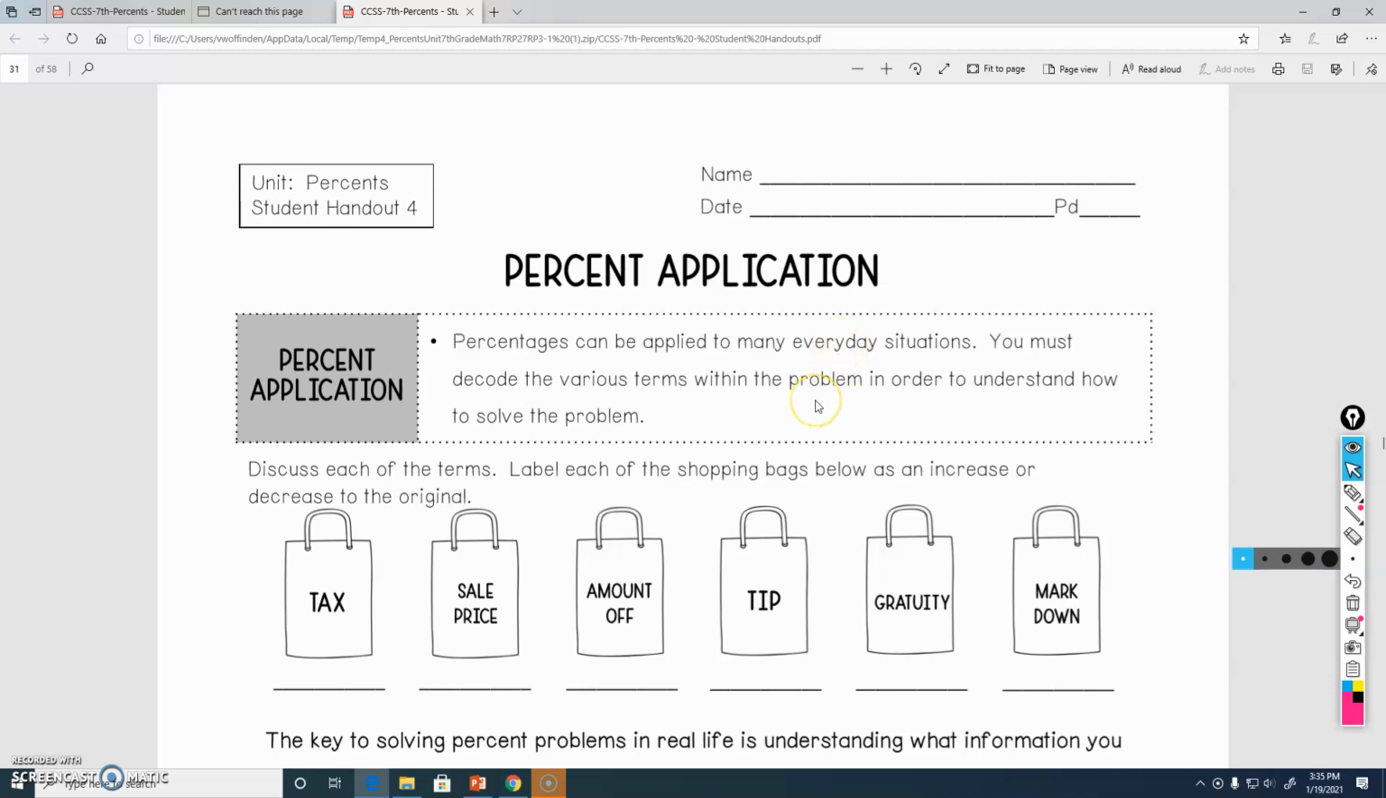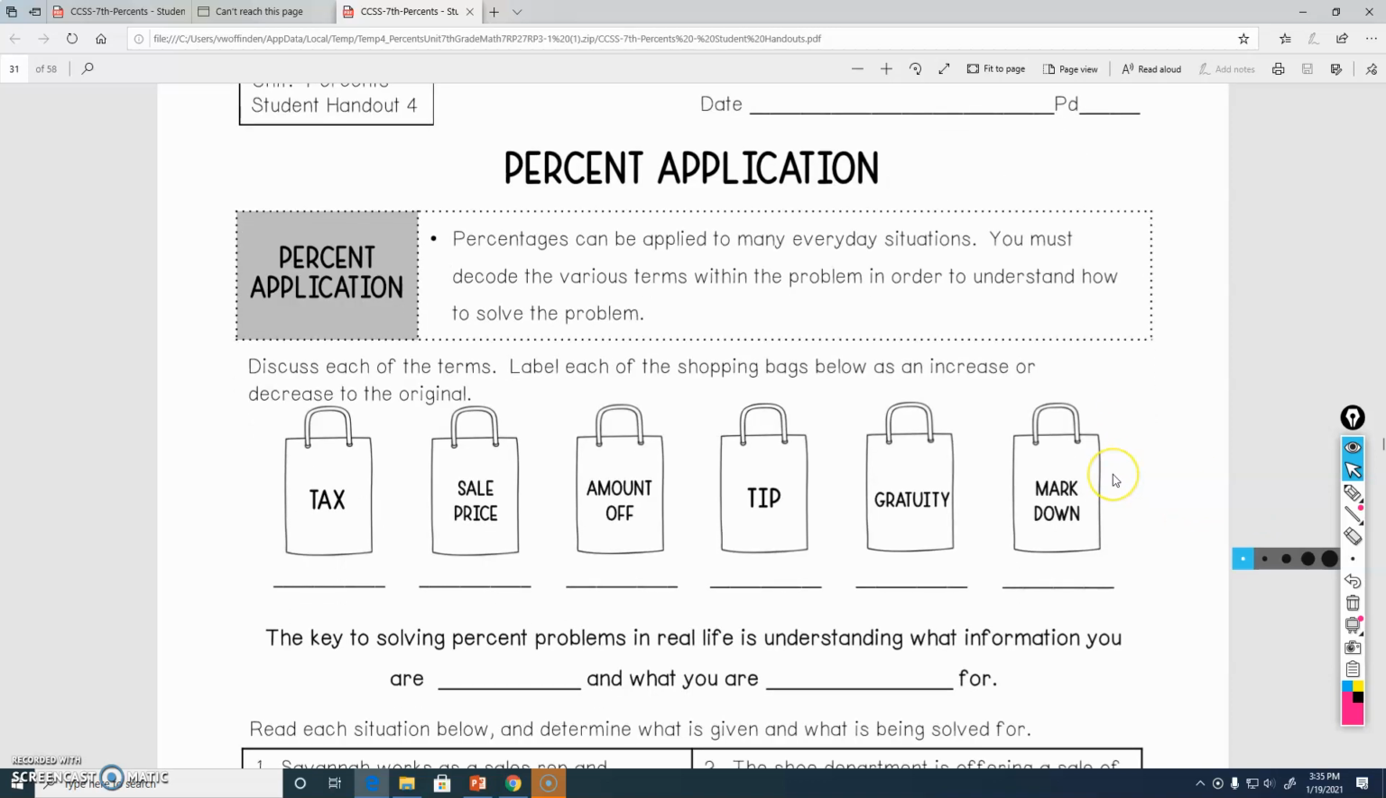So we've been learning a lot about percents, and the big thing about percents is that they apply to our real life, and I've really been emphasizing that. Everything we do when it comes to shopping, well, a lot of it, not everything, can relate back to percents. So I'm going to go over some vocabulary that will help us a little bit here with what percents mean.